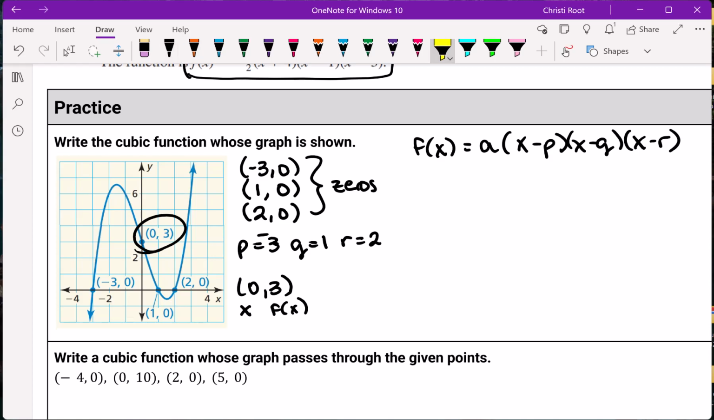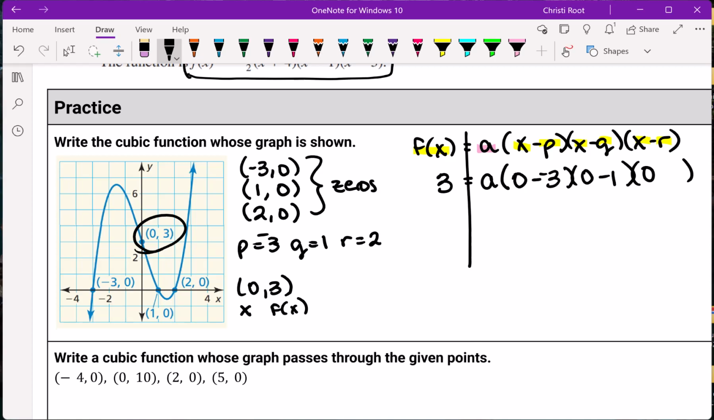Here's what you're going to do. You're going to substitute every single thing right here except for A. If you don't have everything filled out except for A, then you're missing some information. So f of x is equal to 3. I don't know A. X is going to be 0. So I'm going to use 0 3 times. Then I'm going to subtract each one of my x-intercepts: minus -3, -1, and -2.